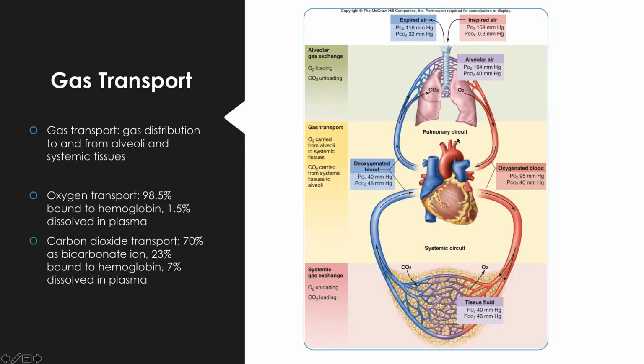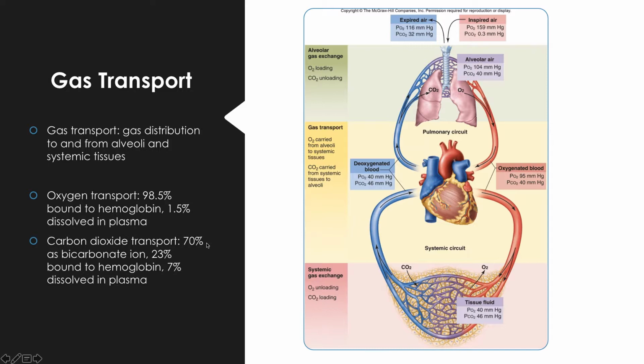We also need to address how gas is transported in this system. So yes, we know it's in the blood, but how is it in the blood? What carries it? Is it carried at all? Is it simply dissolved? We haven't addressed this yet. So with regard to oxygen transport, 98.5% of it is bound to hemoglobin, which is a globular molecule that carries oxygen. About 1.5% of it is dissolved in the plasma.